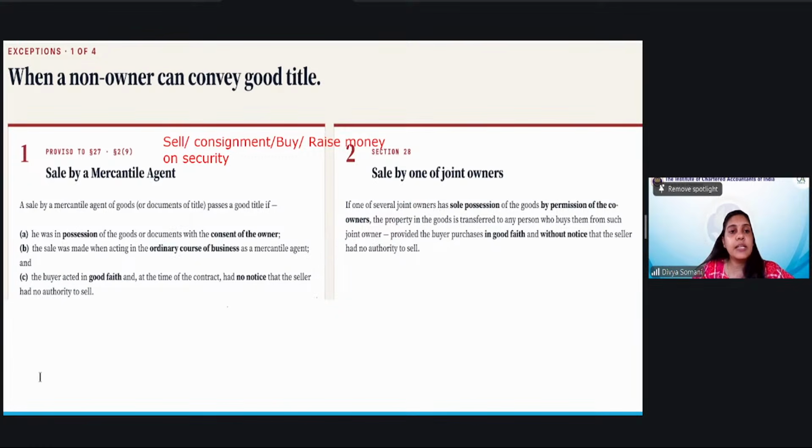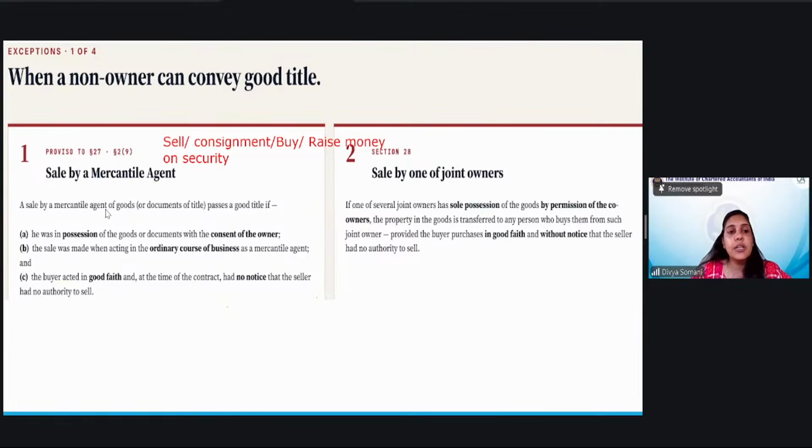So whenever a mercantile agent is making a sale, whether he will be able to pass on the title, yes, he will be able to pass on the title because he has a right to further sell it to the other person, and the other person will have the ownership. So even though the mercantile agent himself is not the owner, the next person to whom he sells, that means the buyer, will gain the title, will have the full control over the goods, and will have the ownership rights. But there are a few conditions which you have to understand here.